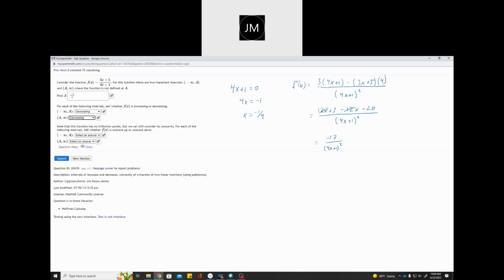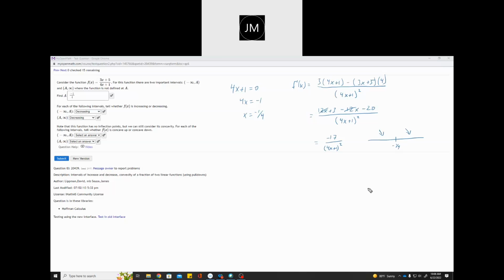Okay, but sort of the longer way to look at that is to say here's that negative 1/4. I'm going to test a number from each side to see if it's positive or negative in the derivative, which tells me if it's increasing or decreasing.